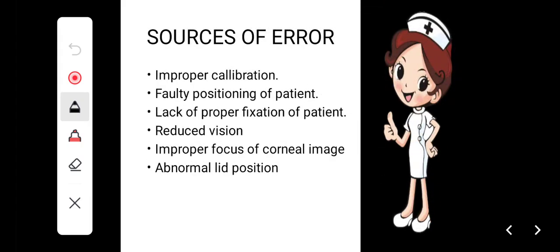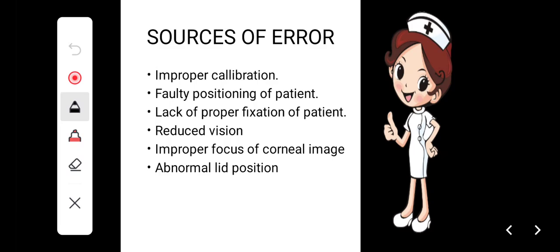Sources of error. Now, while using the keratometer, what are the sources of error? Improper calibration, which means we have not properly calibrated, or the image is looking blur and we are considering it clear, and we have adjusted the knobs and are taking the readings. Faulty positioning of the patient. If the patient is improperly seated, or lacks proper fixation, the patient can't fixate properly.